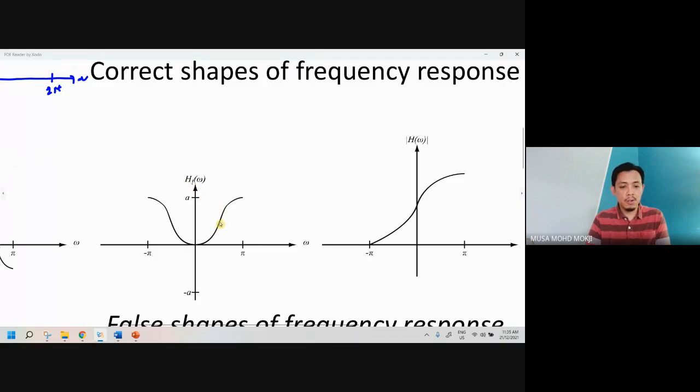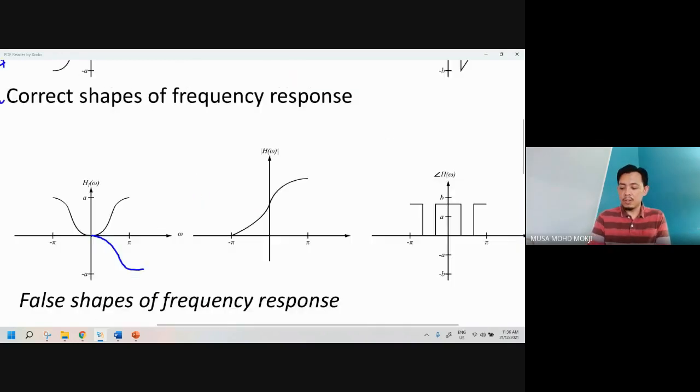So this is not an odd shape. An odd shape is supposed to be if you have something over there. So it should be something like this. Okay, from here and then continue, because we should have a negative sign for omega and negative omega. Then the imaginary part will be correct. So if not, it's not correct.